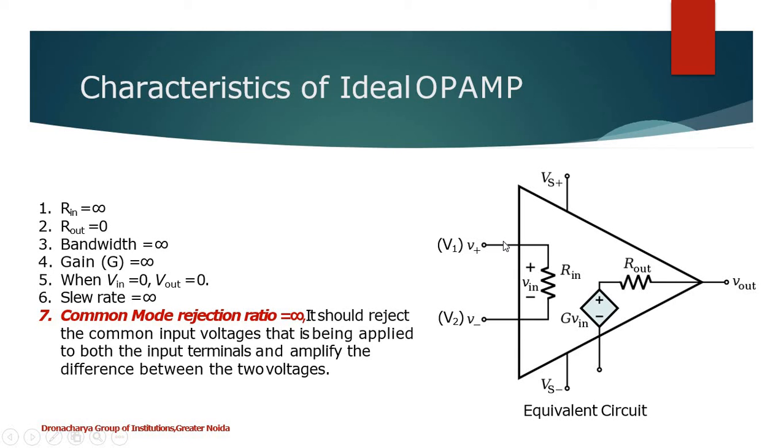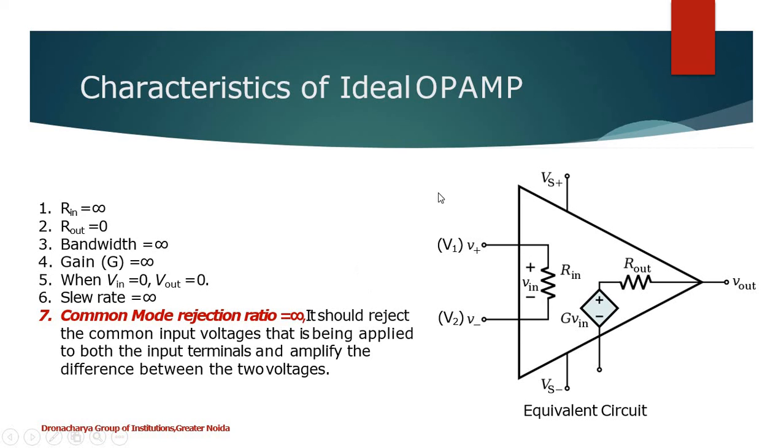Then comes the common mode rejection ratio. Common mode rejection ratio, as the name suggests, should reject the common input voltages that are being applied to both the input terminals and amplify the difference between the two voltages, as we had seen in this point number 5, that if we are providing the same potential, then the output should be 0. It should amplify only the difference between the two terminals.